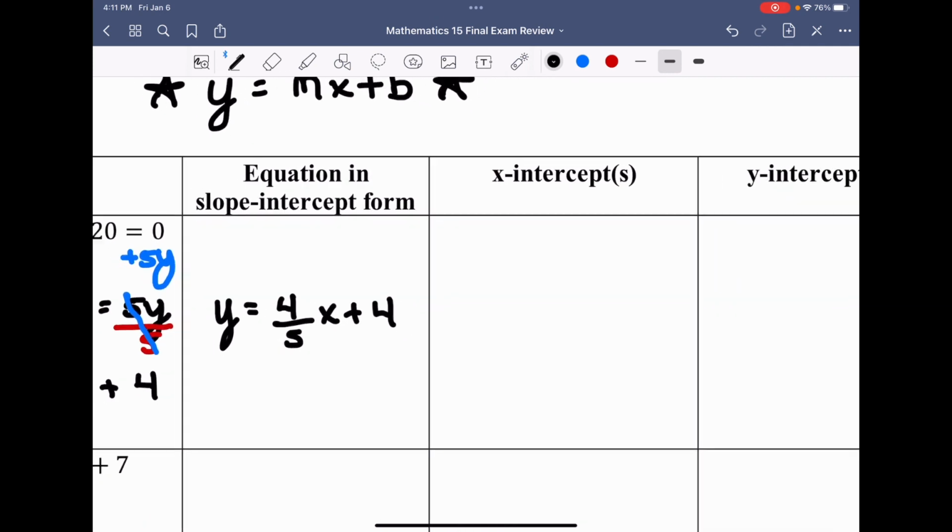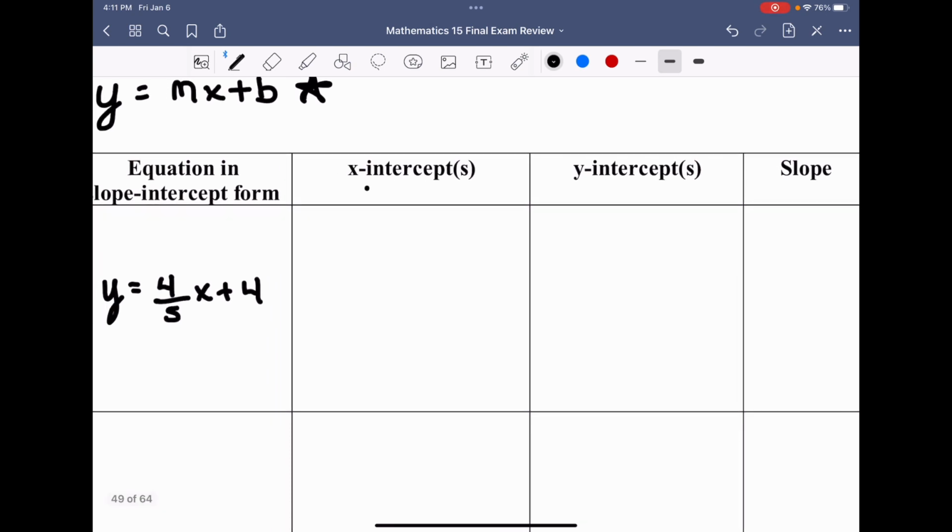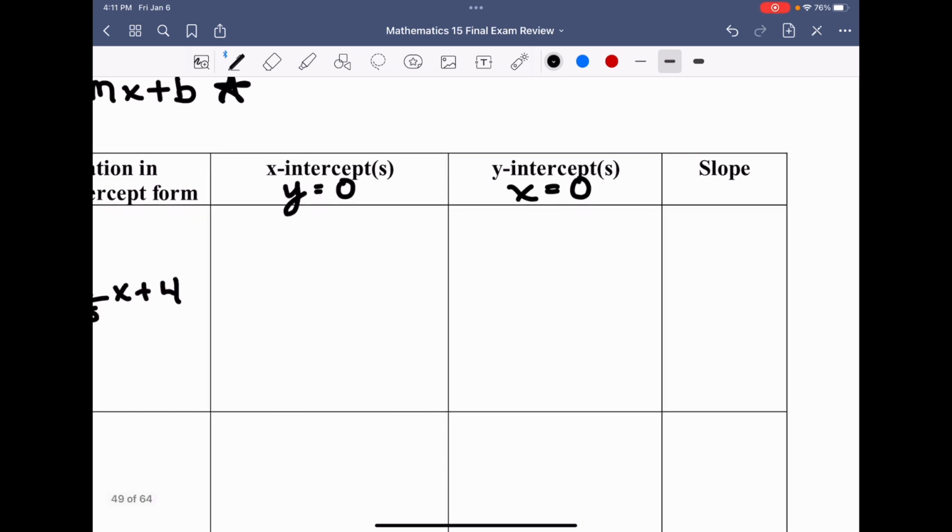Now, it's easy to pull apart here. All we need to say is, what are our x and y intercepts? Remember, x-intercepts occur when y is equal to 0. Y-intercepts occur when x is equal to 0, and the slope is given to us in the equation. It is actually 4 over 5, the m value.